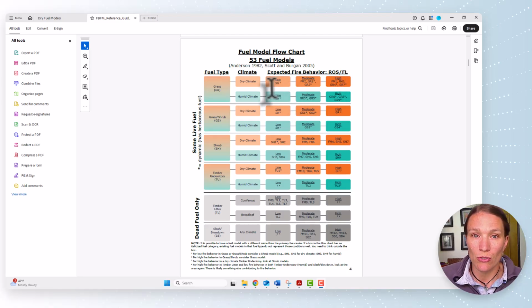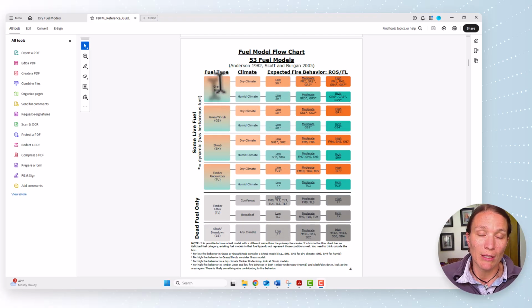Notice how there's no grass fuel model in a low fire behavior category. That's because grass doesn't really have low fire behavior. So it's suggesting maybe look at an SH1. And then also look down here at the TL fuel models, the timber litter, and it's showing that there's no fuel models recommended for high fire behavior. That's because if you are selecting high fire behavior, you might not have a timber litter fuel model. Maybe look elsewhere. So it's important to read these little notes at the bottom to look at some of the exceptions for those fuel models.